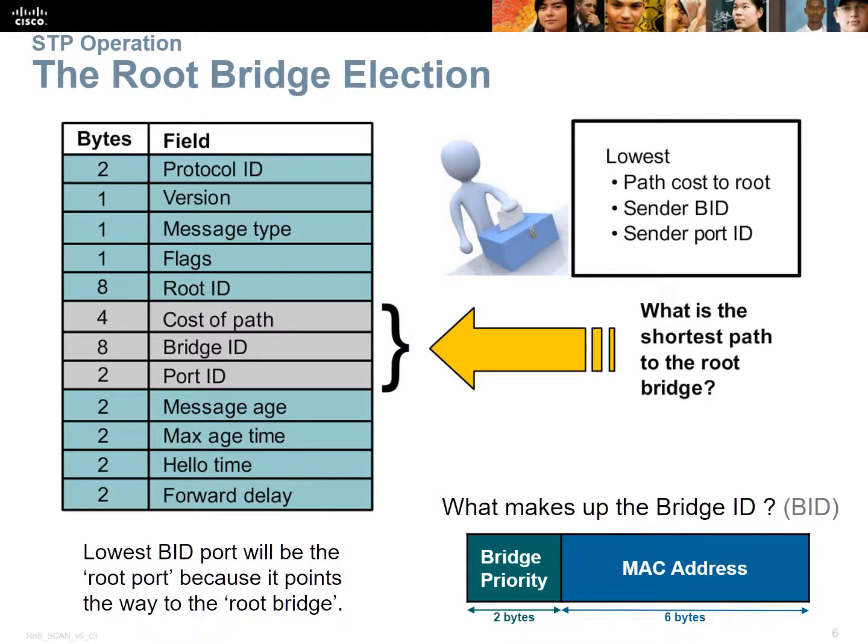The anatomy of the BPDUs. BPDUs have protocol, version, length, flags, root ID, all that sort of stuff. But they also have the cost of the path, and that's a cumulative cost. They've got the bridge ID, and they've got the port ID. So it's all about the bridge priority and the MAC address making up the bridge ID, because the lowest bridge ID will be the best path, because the root port is the most efficient way to get towards the root bridge.